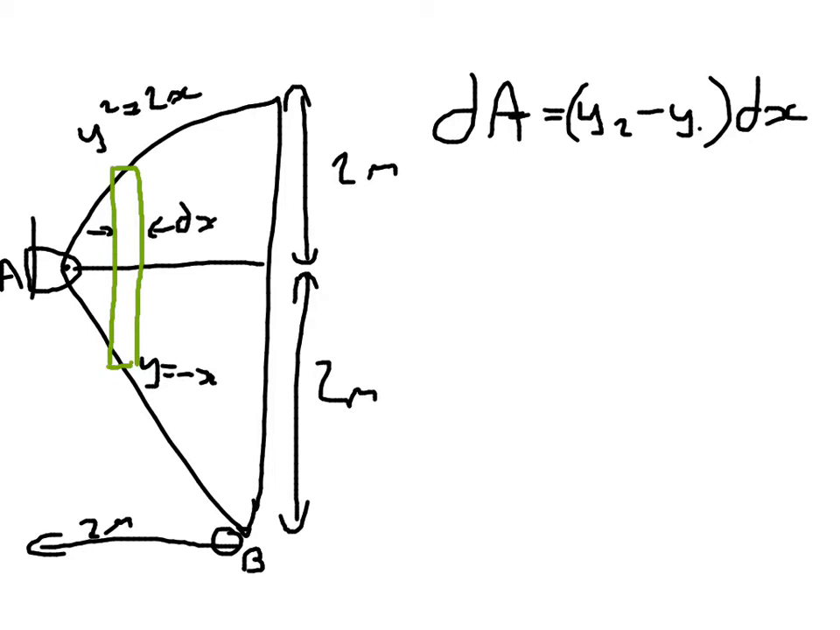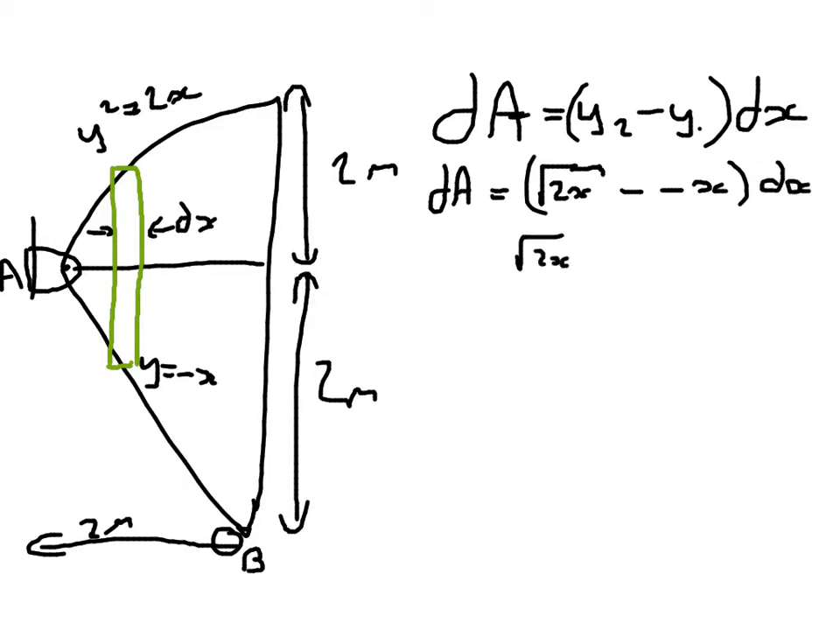y2, well, at the top we've got y squared is 2x, so y will be root 2x. So at the top we're going to have root 2x, and that root is across everything, and that's going to be minus the bottom, and y at the bottom is minus x, so minus x dx, root 2x plus x dx.